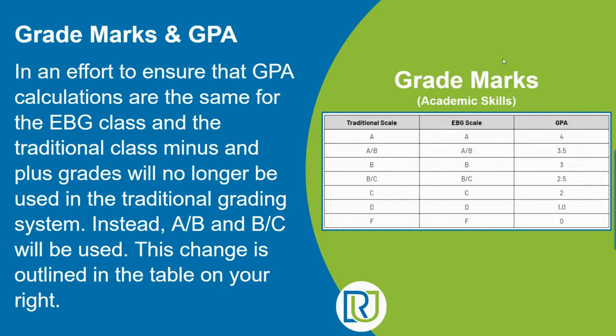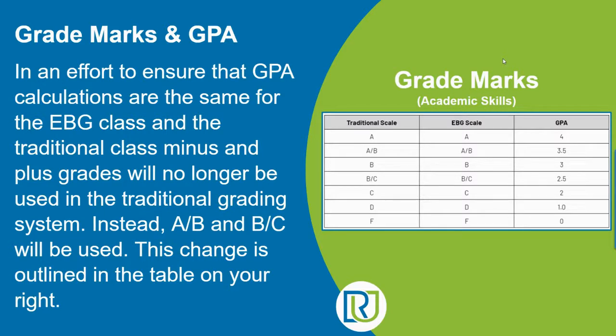So I'm just going to read off this slide here. In an effort to ensure that GPA calculations are the same for the evidence-based classroom and the traditional classroom, the minus and plus grades will no longer be used. So instead of an A- or B+, it's going to be an A/B and B/C. This change is outlined on the table to the right. So you can see the traditional and the evidence-based gradebook scale are the same as far as the grade marks. So we have A, A/B, B, B/C, and then C, D, and F.